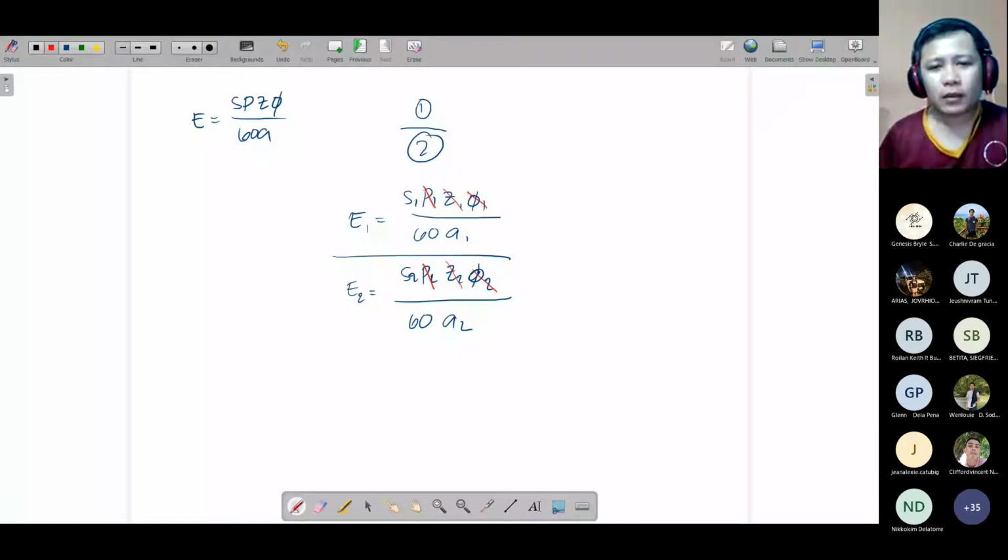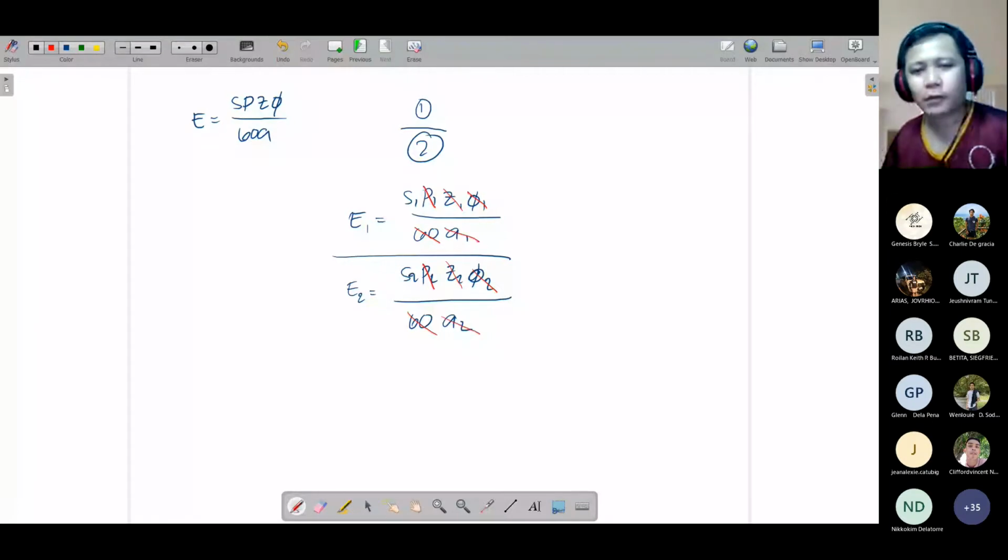Okay? Then, 60, constant. How about the number of parallel paths? Now, when you bought a generator, it was simplex lap winding. If you change the speed, it will still remain simplex lap winding. That does not change. So therefore, the parallel paths will remain the same. Cancel out. So what is left is E1 over E2 equals S1 over S2.